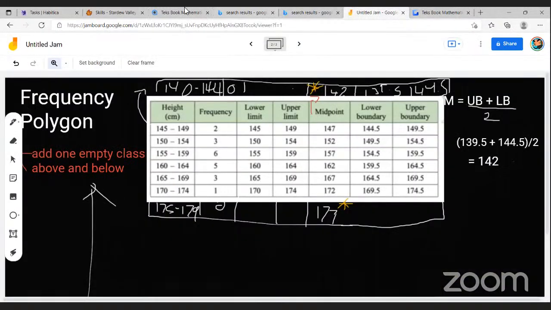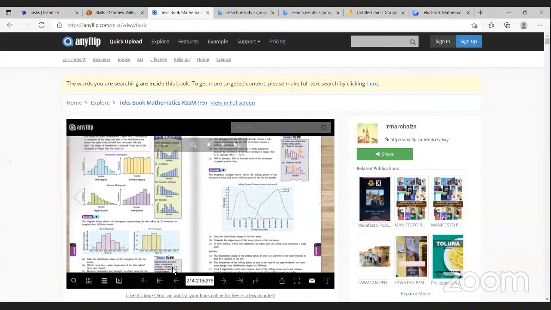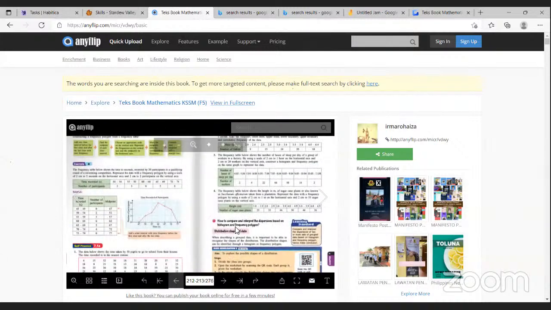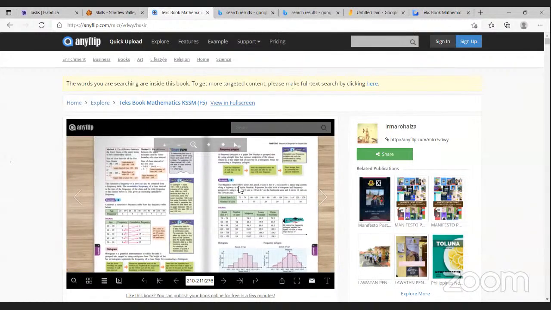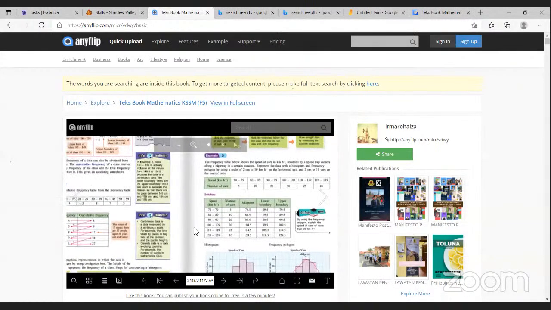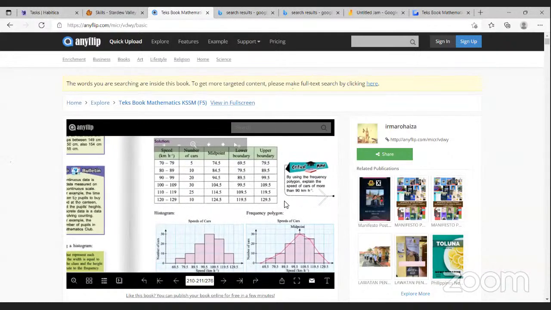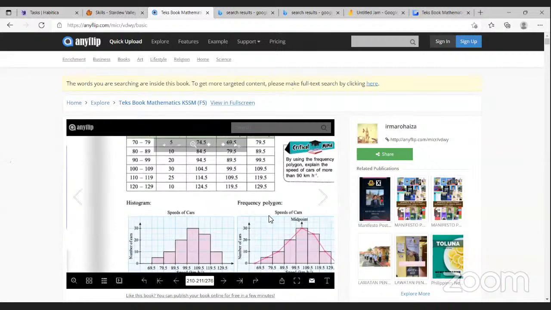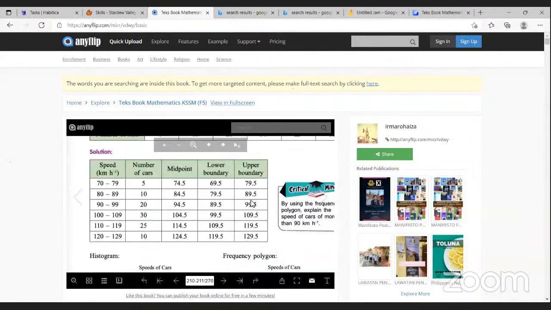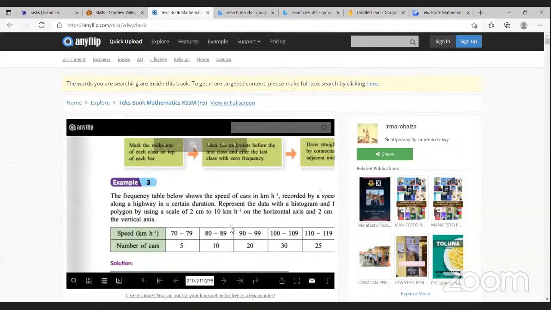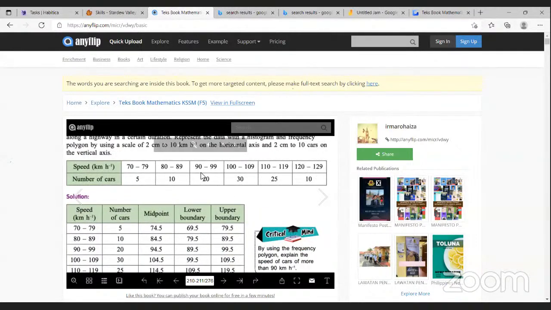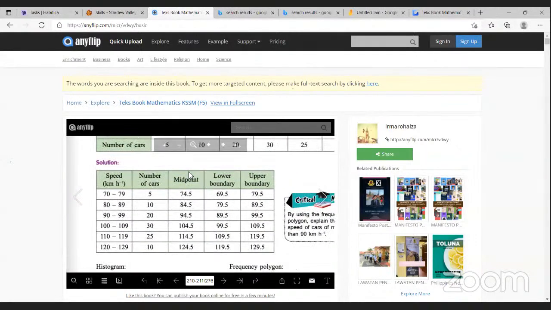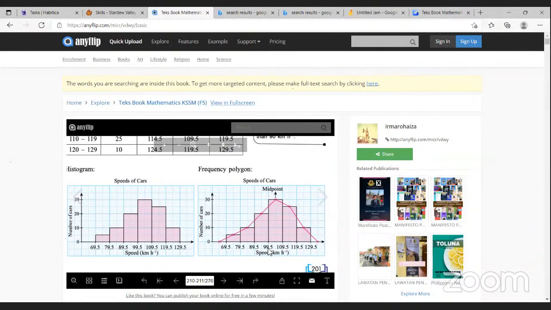Okay, let me just check the question in the textbook. But usually when they ask you for a histogram and frequency polygon, you just need to do the upper and lower boundary because your midpoint is always the middle part of the upper and lower boundary. For example, in this case, they put the midpoint straight in the middle and you don't need to calculate it at all. So you just need to do lower and upper boundary for this case. They don't require you to write midpoint. So unless the table needs you to write midpoint, you don't need to put midpoint, because for the frequency polygon you just need to use upper and lower boundary.